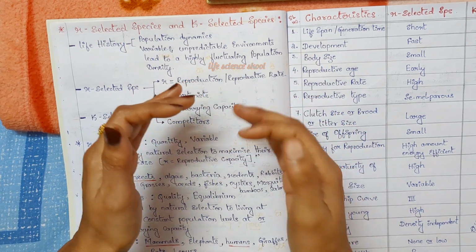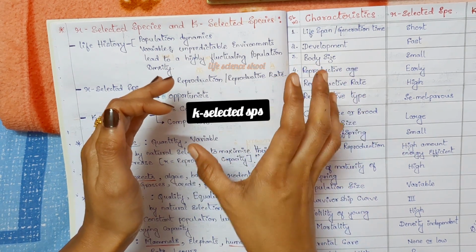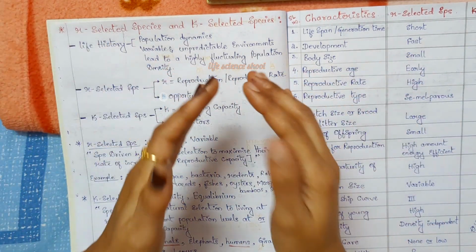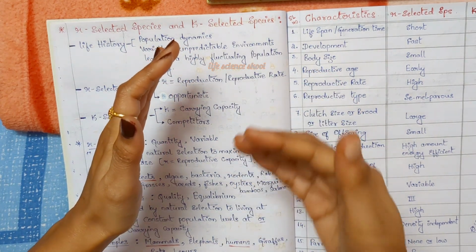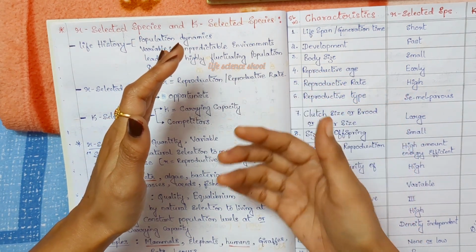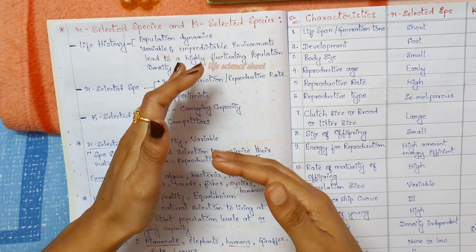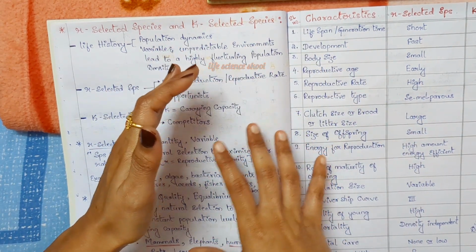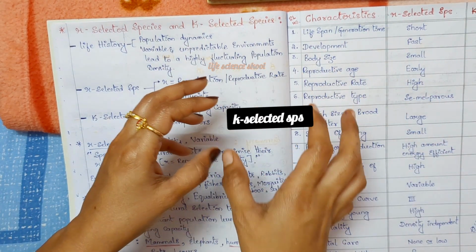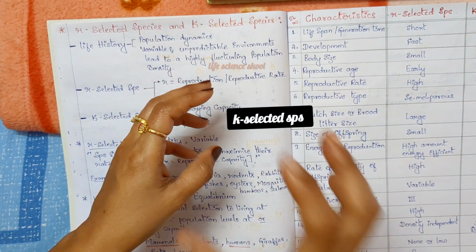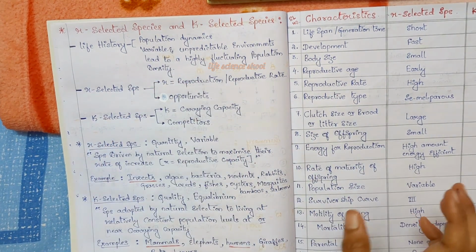These conditions select for k-selected species, which is achieved by slow development, a large body size, delayed reproduction, and iteroparity. Iteroparity means reproducing many times, the organism reproduces throughout its lifetime, with many reproductive episodes per lifetime. So organisms with a long lifespan and all these characters are called k-selected species. When the environment is predictable, with relatively constant environmental conditions, k-selected species will be selected. So this is the concept here.